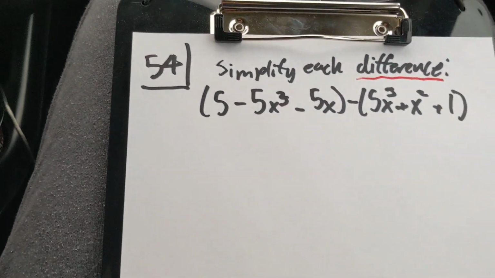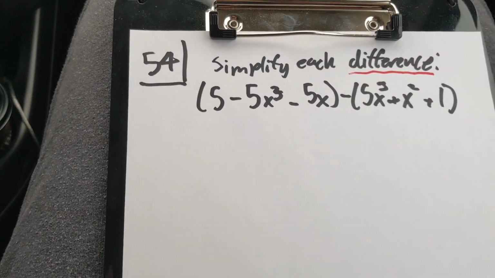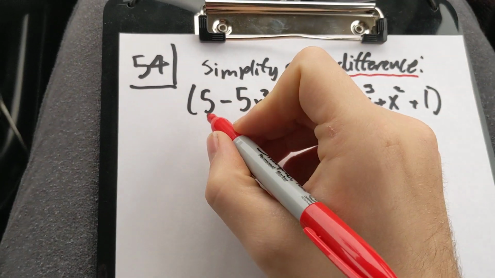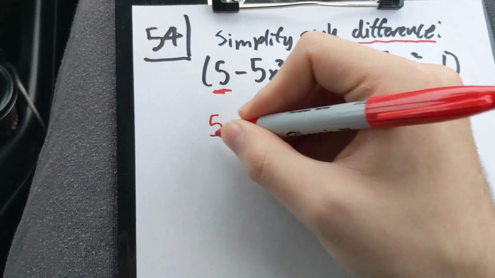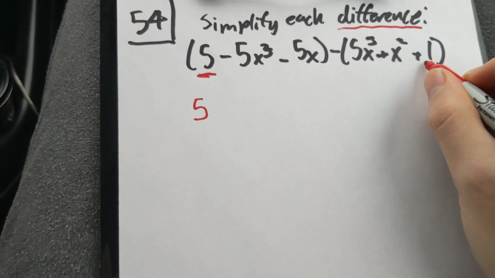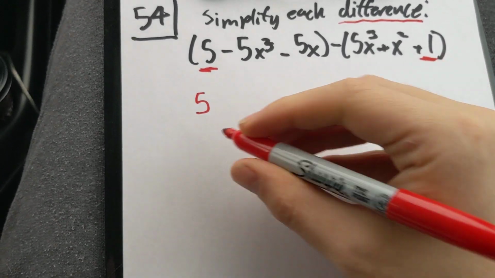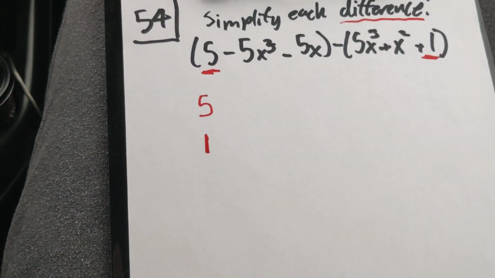With adding and subtracting polynomials, we're always going to do the same thing. We're going to combine like terms. So the first term in my first polynomial is a positive 5. Is there a like term to positive 5 in my second polynomial? Sure there is. There's another constant in my second polynomial. It's 1. 5 and 1 are like terms because they're both constants.